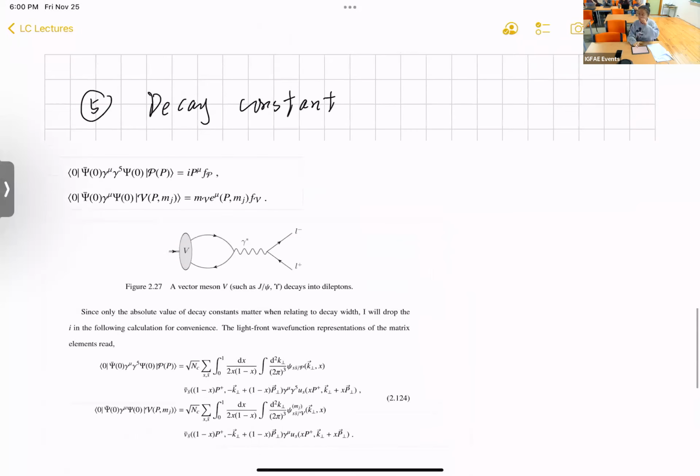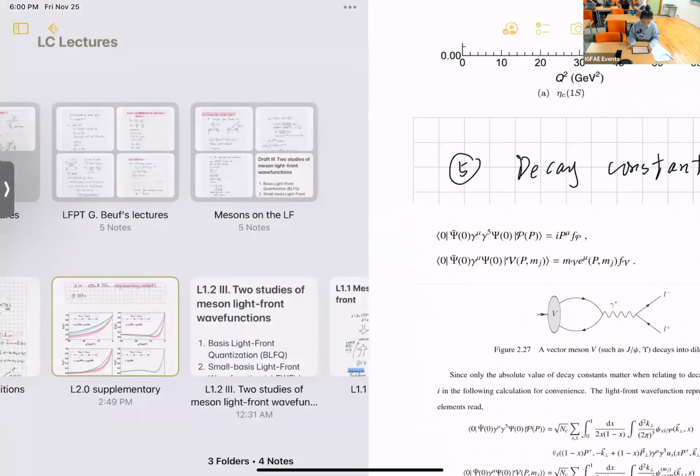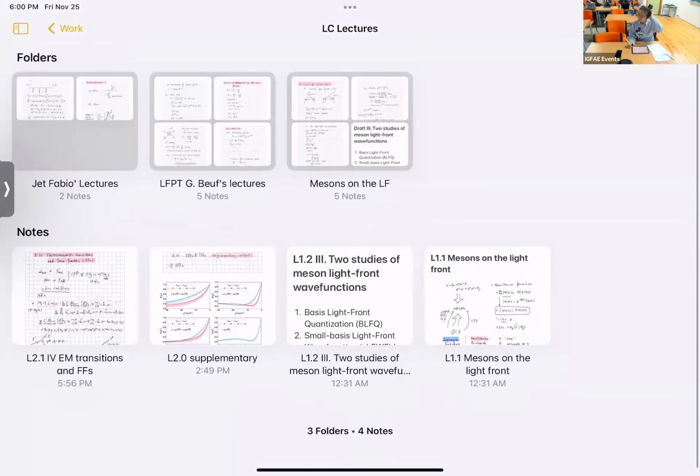So I think I will conclude here. In this lecture we studied the observables based on the light-front wave functions of mesons, continuing from our first lecture. That's all. Thank you very much.